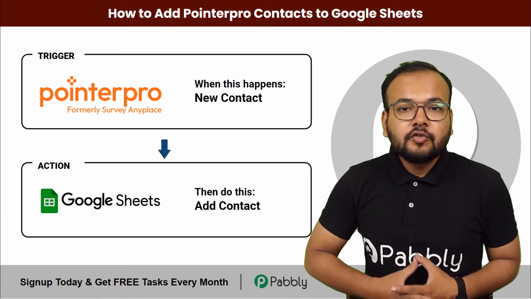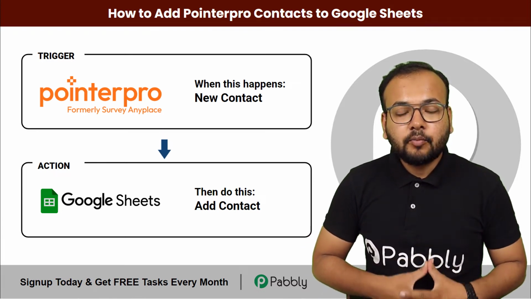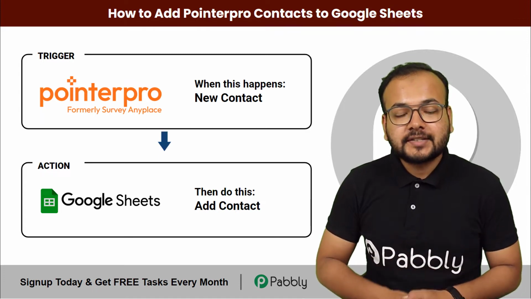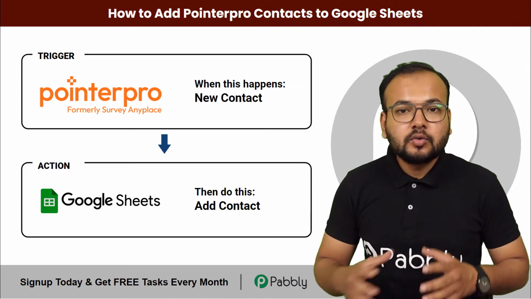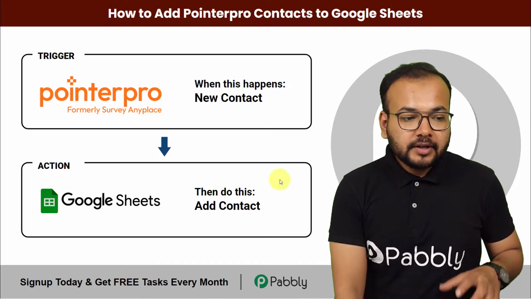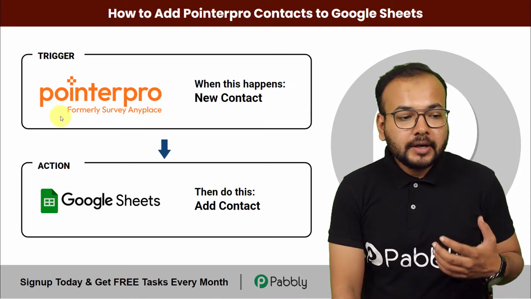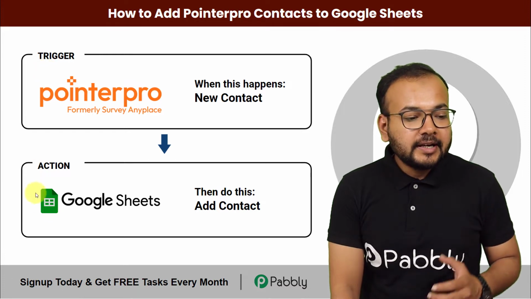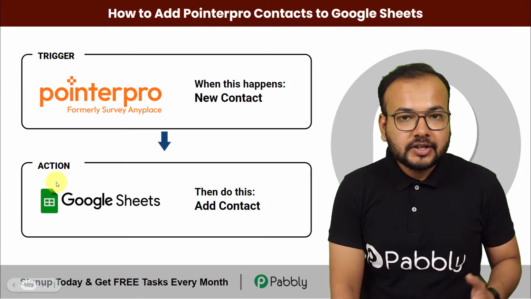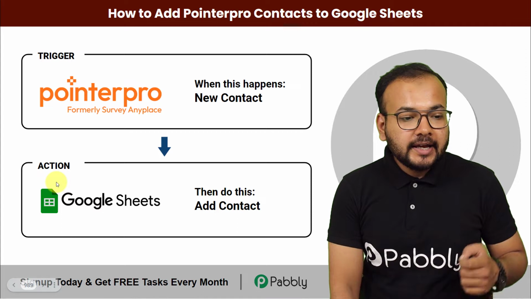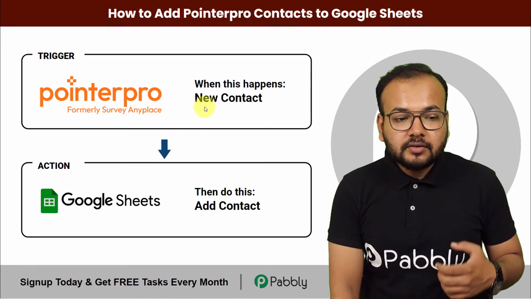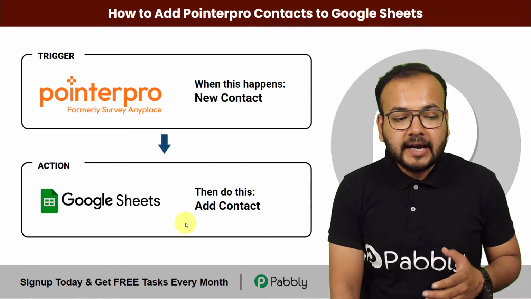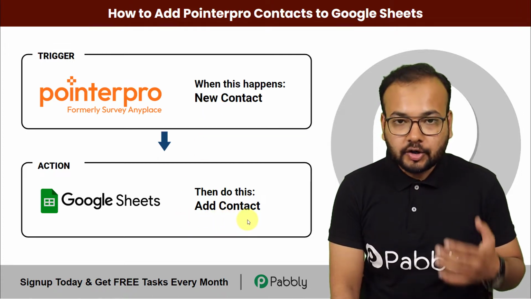Guys, in this video you will learn how you can connect Pointerpro with Google Sheets and add Pointerpro contacts automatically into your Google Sheets. For that we are going to connect Pointerpro, which is formerly known as Survey Anyplace, as the trigger application and Google Sheets as the action application in the workflow. And guys, after that, whenever you are going to add a new contact in Pointerpro, the same contact will be added in Google Sheets in a row automatically.